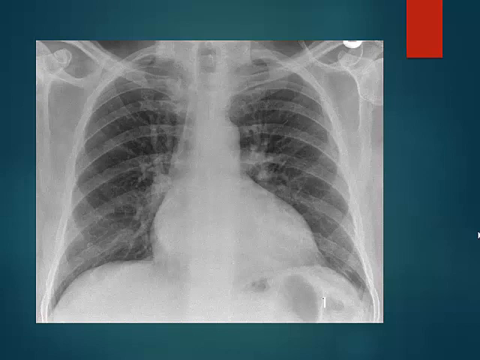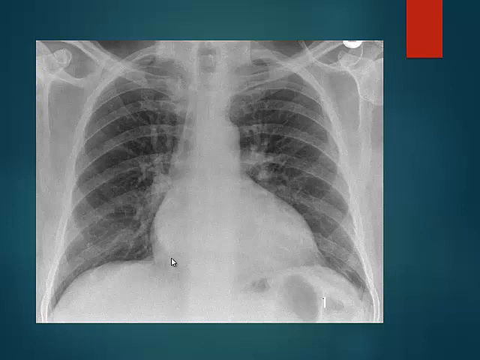Double right border. What does that mean? Here, yes, double right border. So this is the normal right border, and there's an extra border coming here. That represents the left atrial enlargement. Anything else there? So no pleural effusions, lungs otherwise clear, and no obvious bony abnormality.